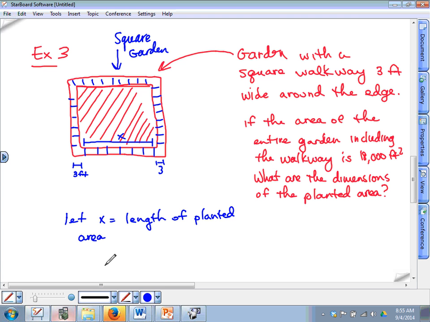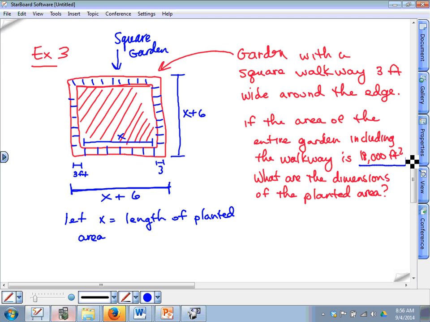What is now the total length from here all the way to here? Isn't it X plus 6, right? It's the length of the planted area plus the 2 3-foot areas on the outer edge. So the total length of the entire square garden, planted area and walkway, is X plus 6. That means this length right up here is also X plus 6.